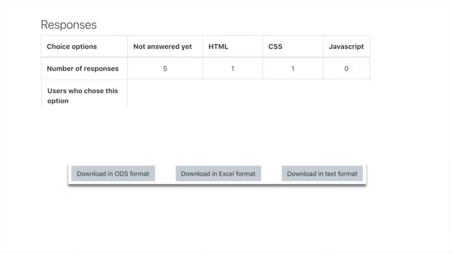From a teacher's point of view, we can see here that 5 students have not answered yet, and 1 has chosen HTML and CSS, and this is just an example. It's not from the choice that you've just seen on the previous slide. And also from a teacher's point of view, what you can do is download the information either in ODS format, Excel, spreadsheet format, or text format.